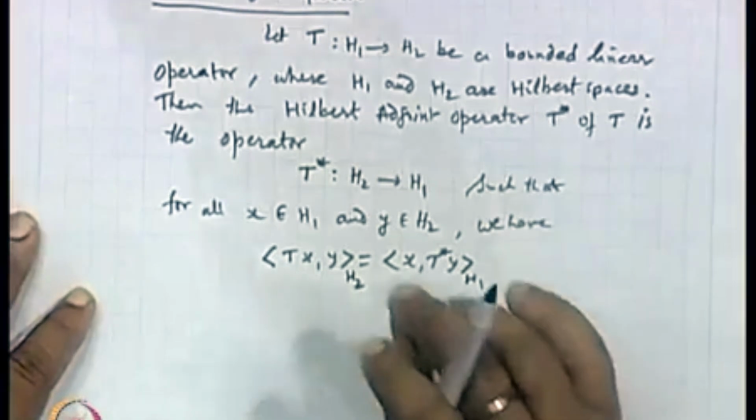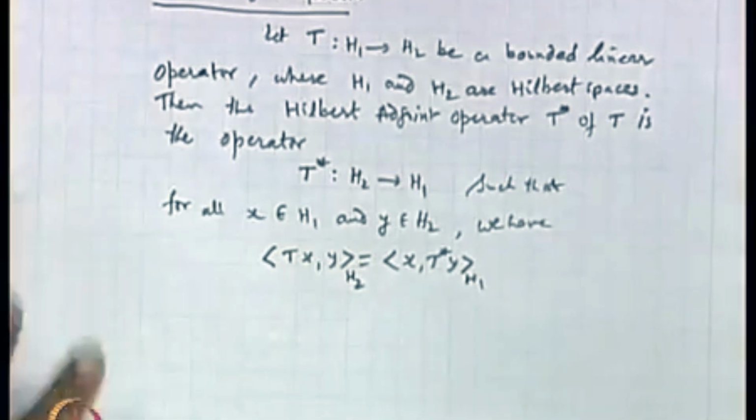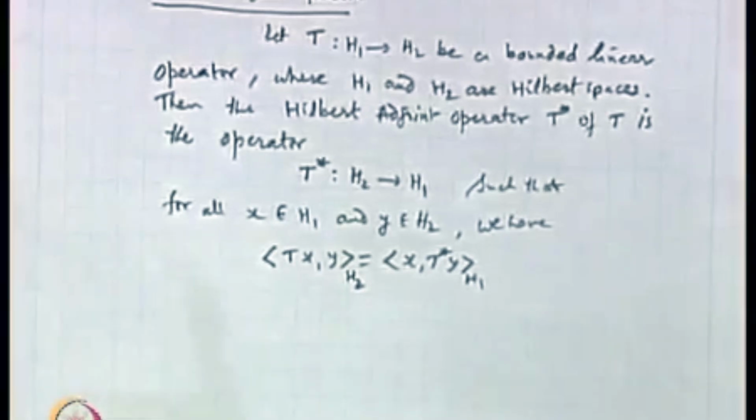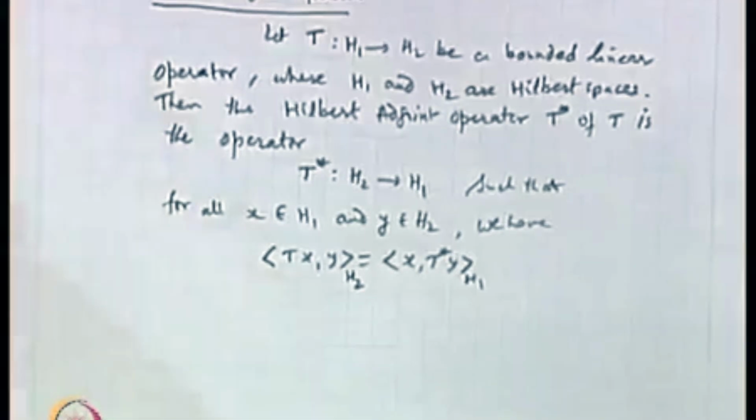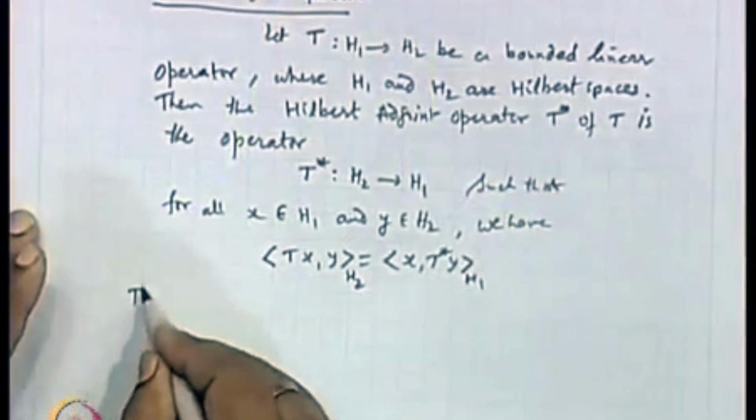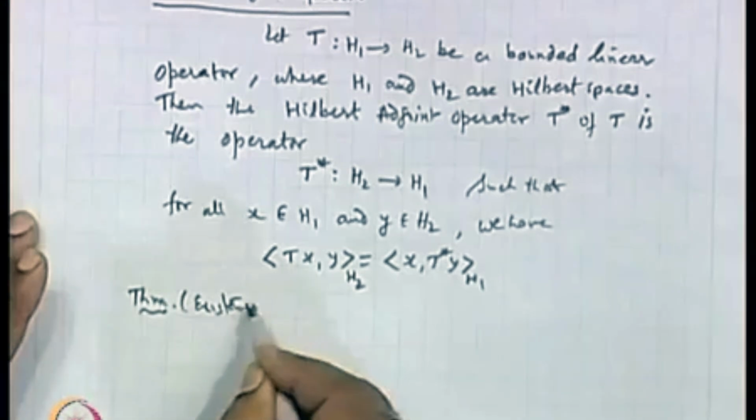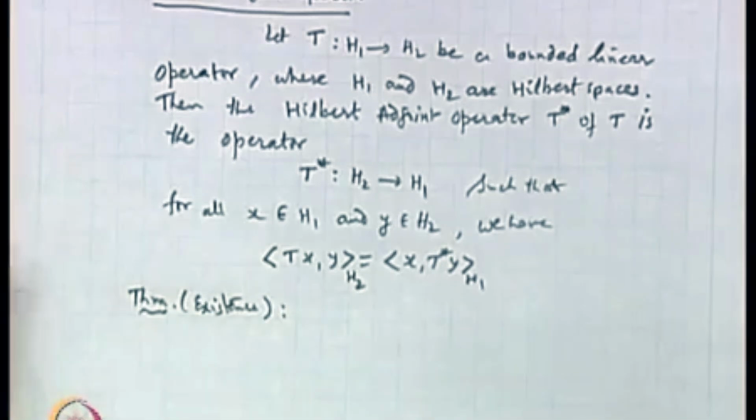Now the question is, if T is a bounded linear operator, whether this Hilbert adjoint operator T star will exist, and if it exists, will it be unique? And if existence and uniqueness are guaranteed, whether both will have the same norm or the norm will be different. If both have the same norm, then obviously it will be a useful thing. So we have a result which gives the guarantee for the existence of this Hilbert adjoint operator.